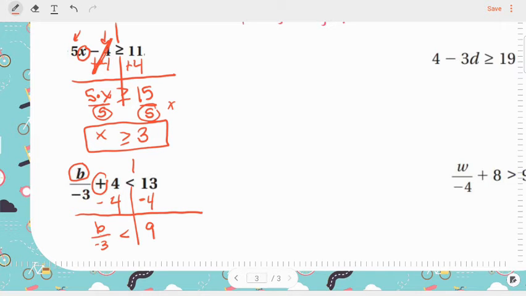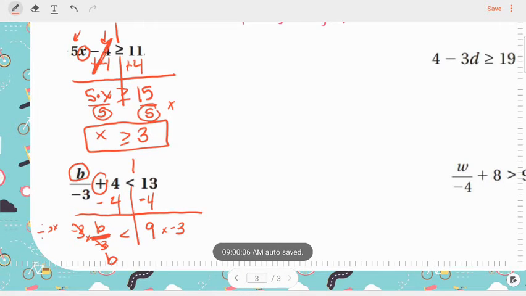Now what do I do from here? I have to identify the operation. How are negative 3 and b being combined? Well, with a fraction, which is division. How do I undo division? I use multiplication. So I'm going to times by negative 3 on both sides. When I times the same thing on top and bottom, they cancel out, and I'm left with b.